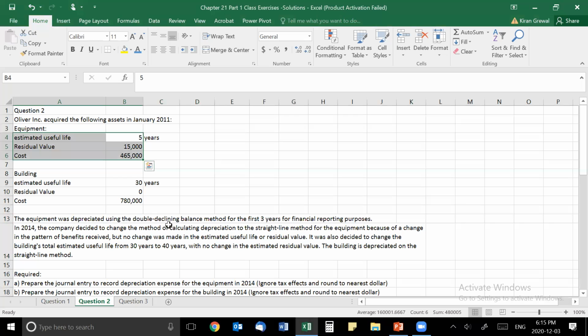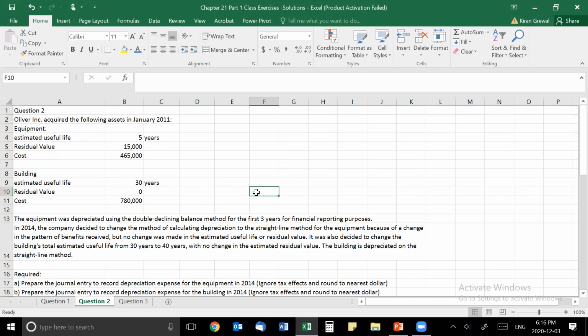So equipment was using double declining method for the first 3 years, and now they've decided to change it to straight line because of the change in the pattern of benefits received. So the type of change this would be is an estimate change. So it wasn't an error or anything. They've just, with experience, the pattern of benefits received has changed, so they're going to change this. So for the first 3 years, they were doing double declining.